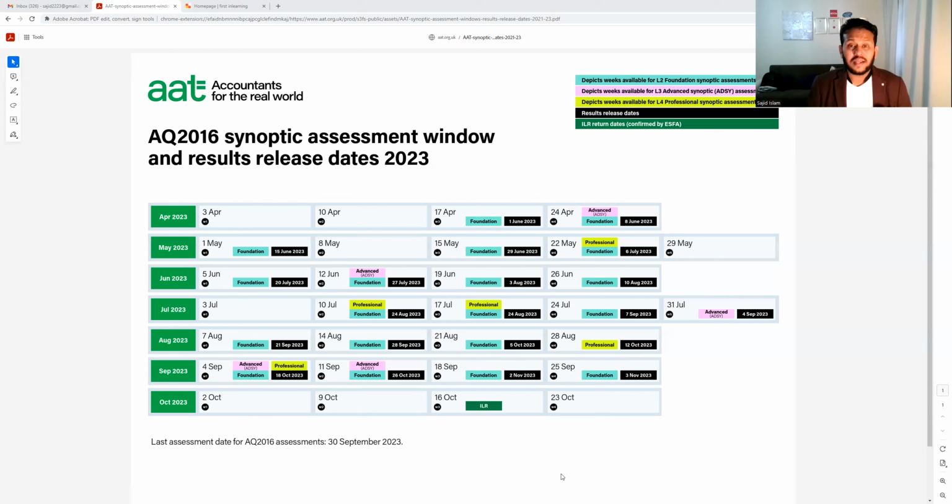So for that reason, look at the exemption table and try to utilize these next 2 months very carefully. That's how we can finish your study within the time range.